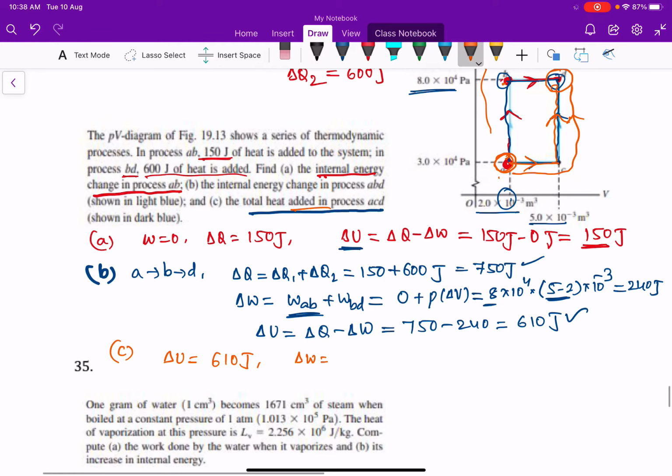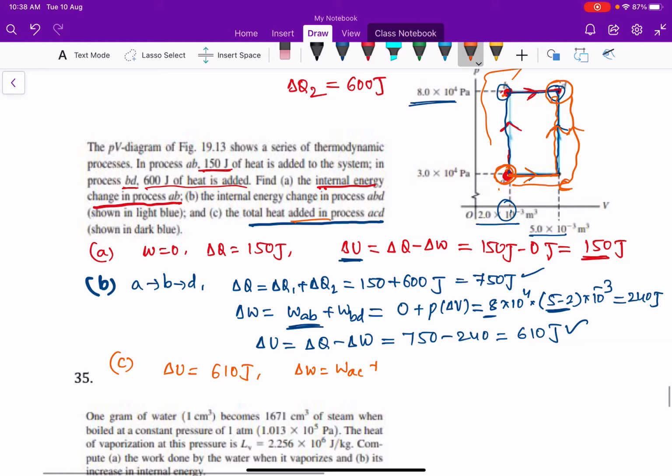So here work done from A to C plus work done from C to D. Work done from A to C is nothing but the area under this curve. Area under this curve is nothing but length into breadth. So length is how much here? 5 minus 2 is nothing but 3 into 10 to the power of minus 3, into height. Height is how much here? 3 into 10 to the power of 4 pascals. So here 3 into 3, 9. 9 into 10, we will get 90 joules as the work done.